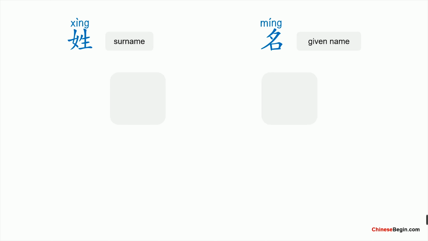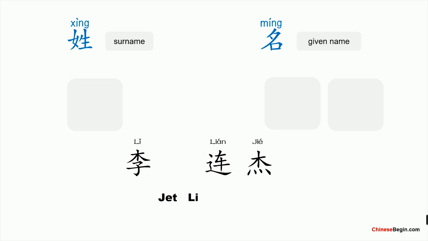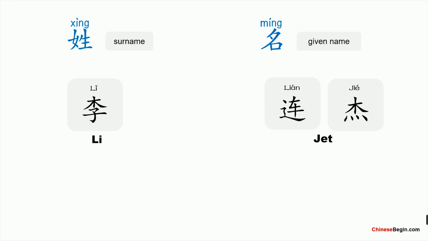For example, the Chinese name of Jack Ma is Ma Yun. Here, Ma is a surname. Yun is a given name. We can say both the surname and the given name are one character. The Chinese name of Jet Li is Li Lianjie. Li is a surname. Lianjie is a given name. Here, the given name Lianjie has two characters.